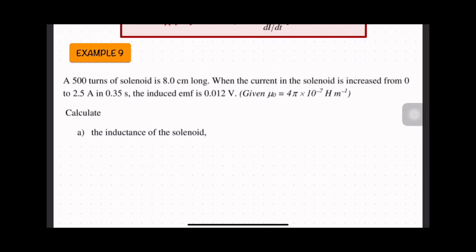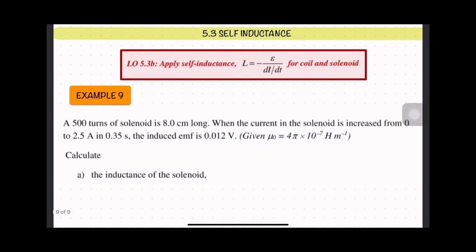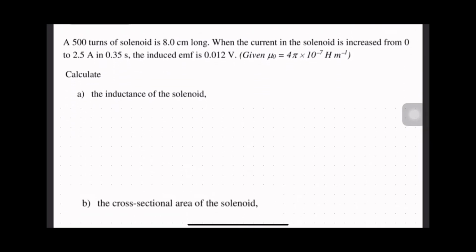Okay, so example 9 for 5.3 self-inductance. A solenoid of 500 turns and 8 cm long. When the current in the solenoid is increased from 0 to 2.5 ampere in 0.35 second, the induced EMF is 0.012 volt.